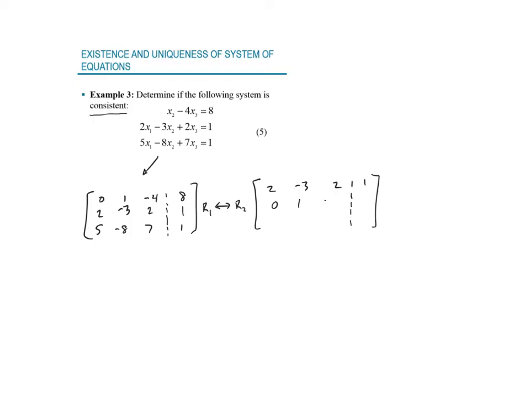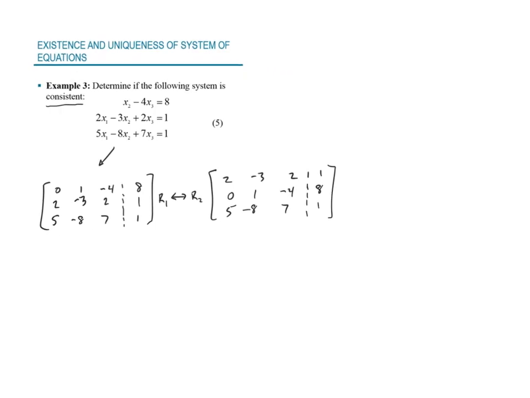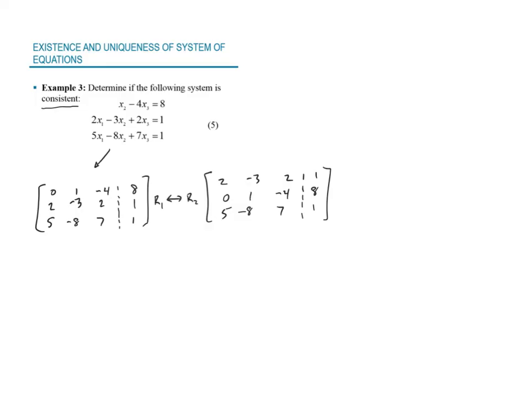0, 1, -4, 8. 5, -8, 7, 1. So I didn't really accomplish much there, but I've set myself up to go through the rest of the problem, and this is the ideal order of things that you're going to want to do. Again, you don't know why yet, but just like I said, you're following my lead.